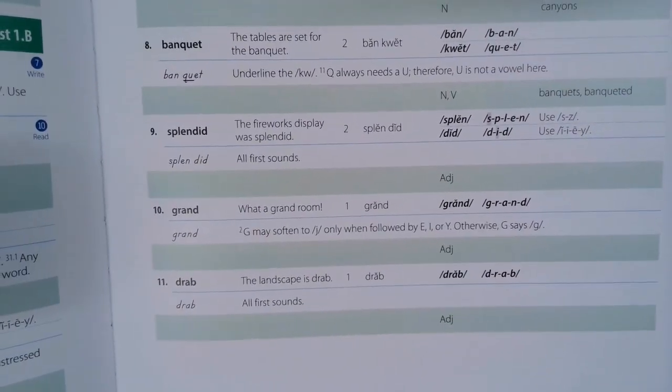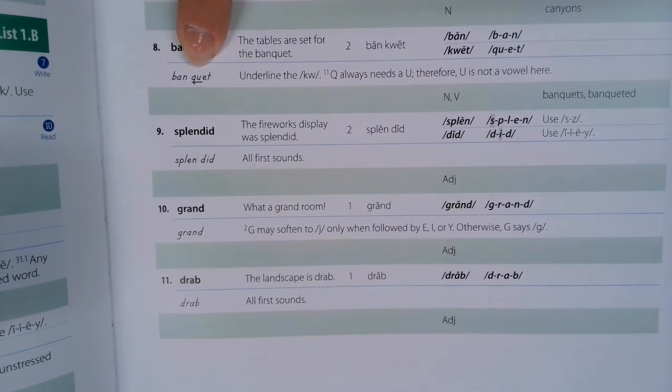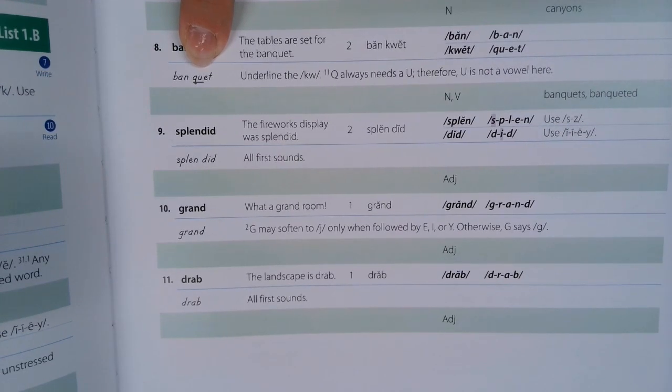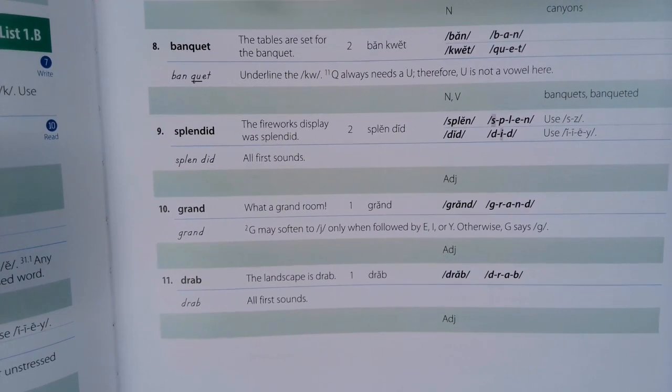If I go to the word banquet, if we were looking at the markings, we would say underline the qu. We're going to refer to that by its phonogram sound. And then it will tell you if there's any spelling rules. So this is because of spelling rule 11. Q always needs a U, therefore U is not a vowel here.